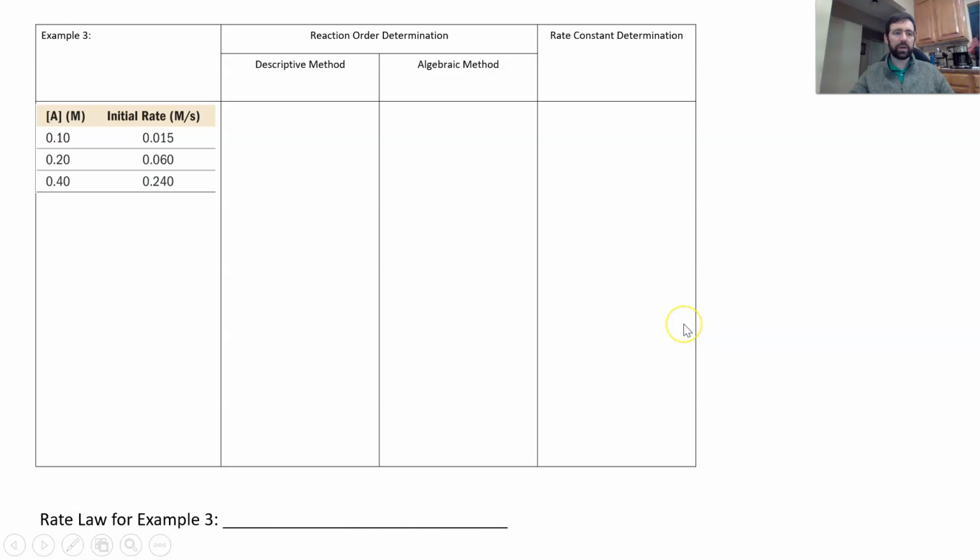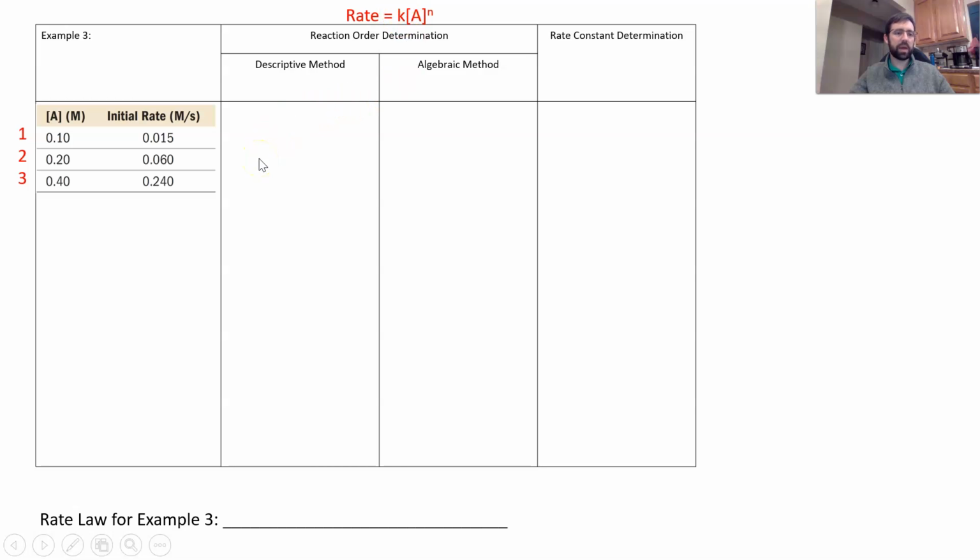All right, let's do another one. Example 3. 0.10, 0.20, 0.40 are my 3 different trials. I've got trial 1, 2, and 3. We'll start by writing our rate law. Just a reminder, rate equals k times the concentration of A to the n, and we want to find out what n is, and we want to find out what k is.